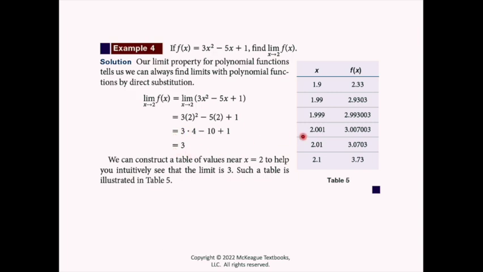You can verify it by looking at the table. You can see coming from the left as we get closer and closer to 2, we're getting closer and closer to 3. Coming from the right, getting closer and closer to 2, you can see again that we're approaching 3 for the value of the function. And you can look at it graphically as well.